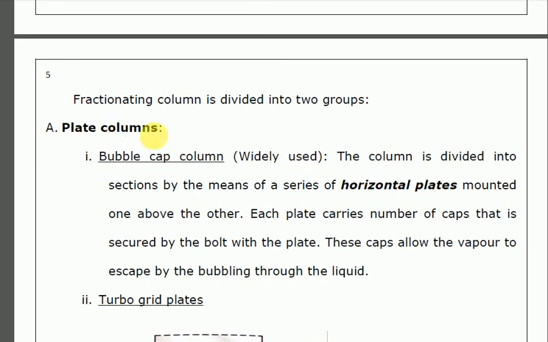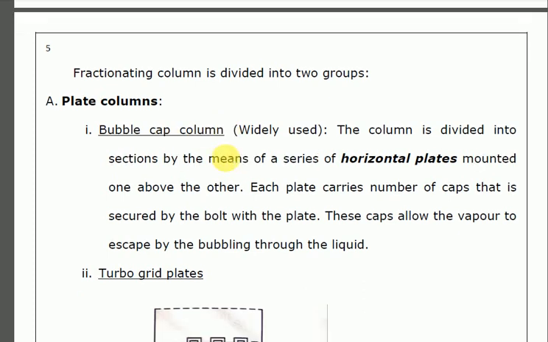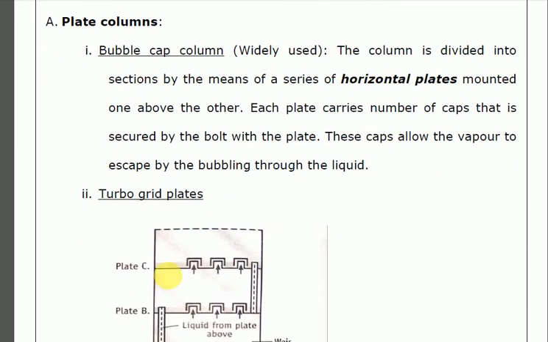Now, in plate column, the first one is the bubble cap column. It is widely used. The second one is the turbo grid plate, which is not much used, but the bubble cap column is widely used in the lab. The column is divided into sections by means of a series of horizontal plates, which are mounted with caps. Each plate carries a number of caps that are secured by bolts to the plate. What is the meaning of secured? It is tightened. This cap allows the vapor to escape by bubbling through the liquid.